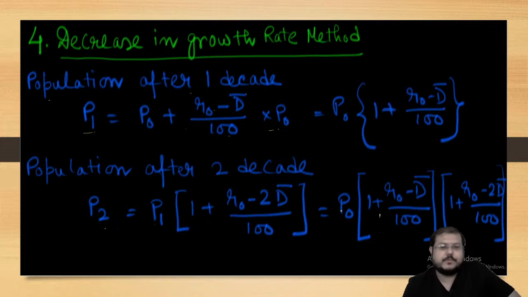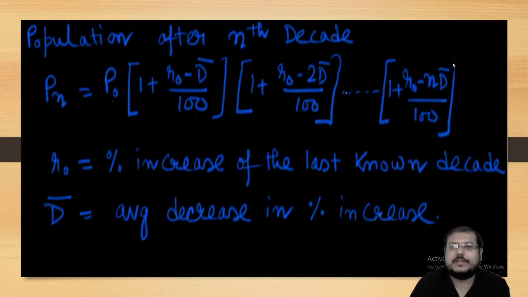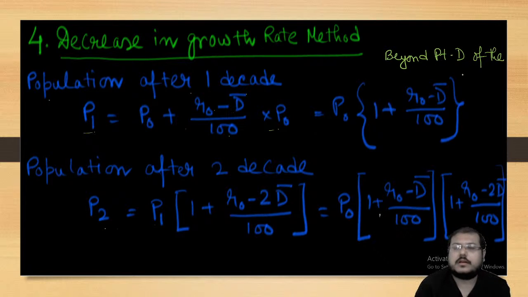From P1 and P2, what should be the formula for the population after the nth decade? Pn is equal to P naught into 1 plus (R naught minus D bar) by 100, into 1 plus (R naught minus 2D bar) by 100, and so on, up to 1 plus (R naught minus n D bar) by 100. Is that clear? For P3, there will be 1 plus (R naught minus 3D bar) by 100, and you stop. So that is the formula of Pn for the decrease in growth rate method, and it is applicable beyond point D of the curve.